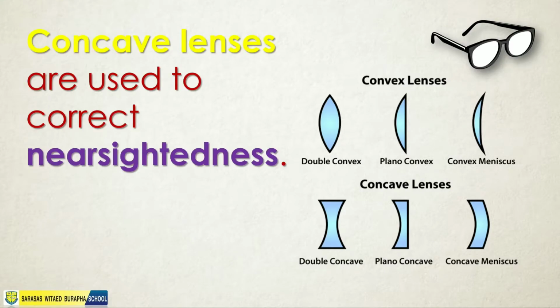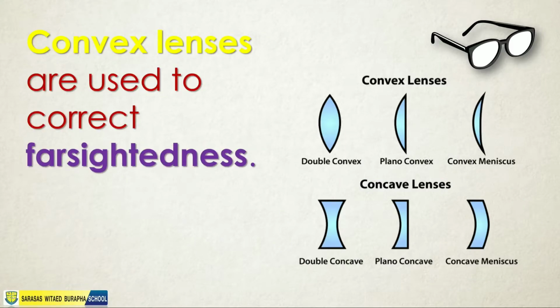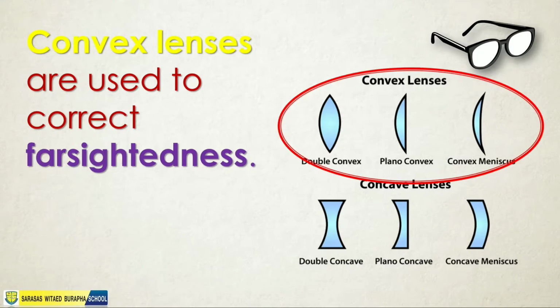Here's the remedy. Concave lenses are used to correct nearsightedness. These are concave lenses. This is used to make eyeglasses to correct nearsightedness. Now, while convex lenses are used to correct farsightedness. So these are the convex lenses, okay? These are used to correct farsightedness.